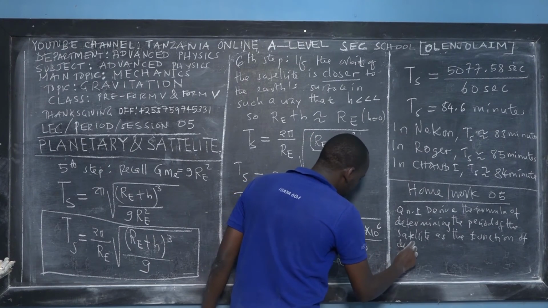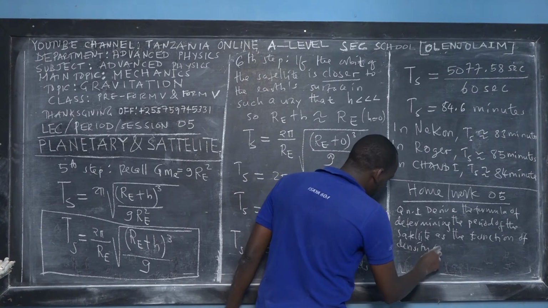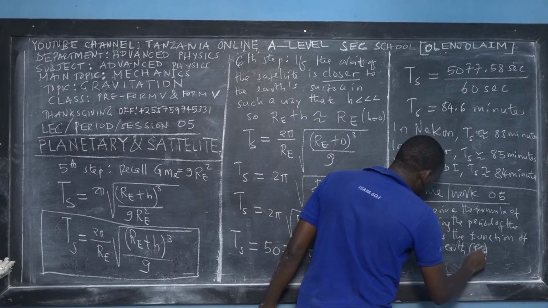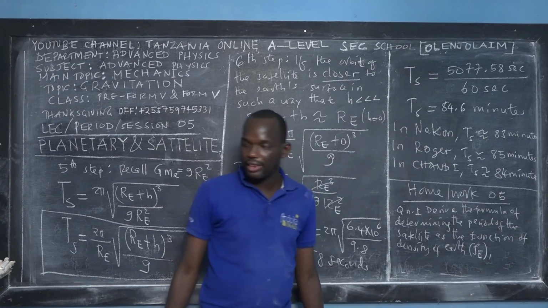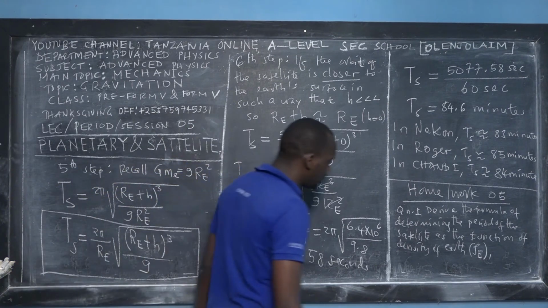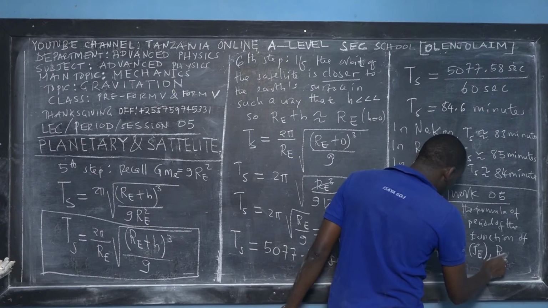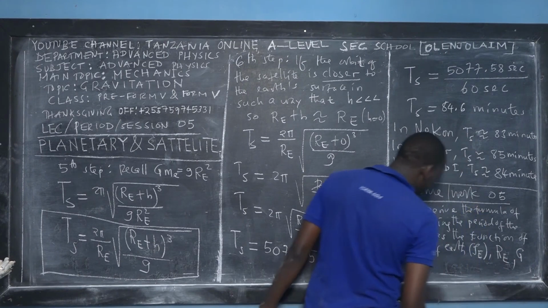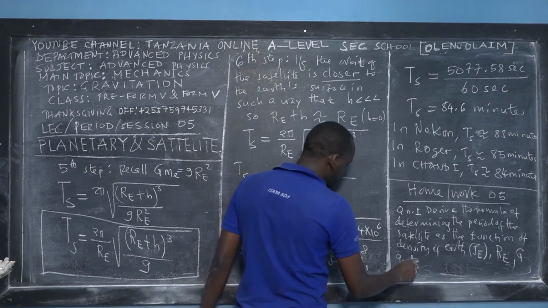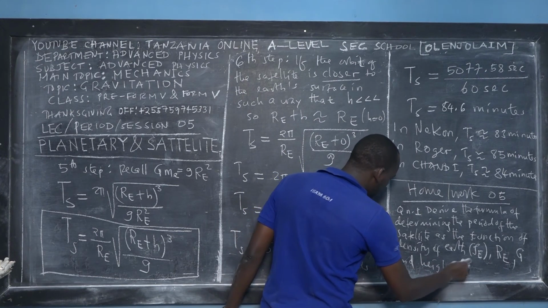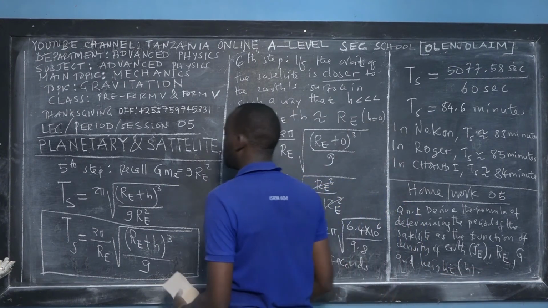density of the planet, radius of the planet, the universal gravitational constant, and the height of the planet. That's the first question.